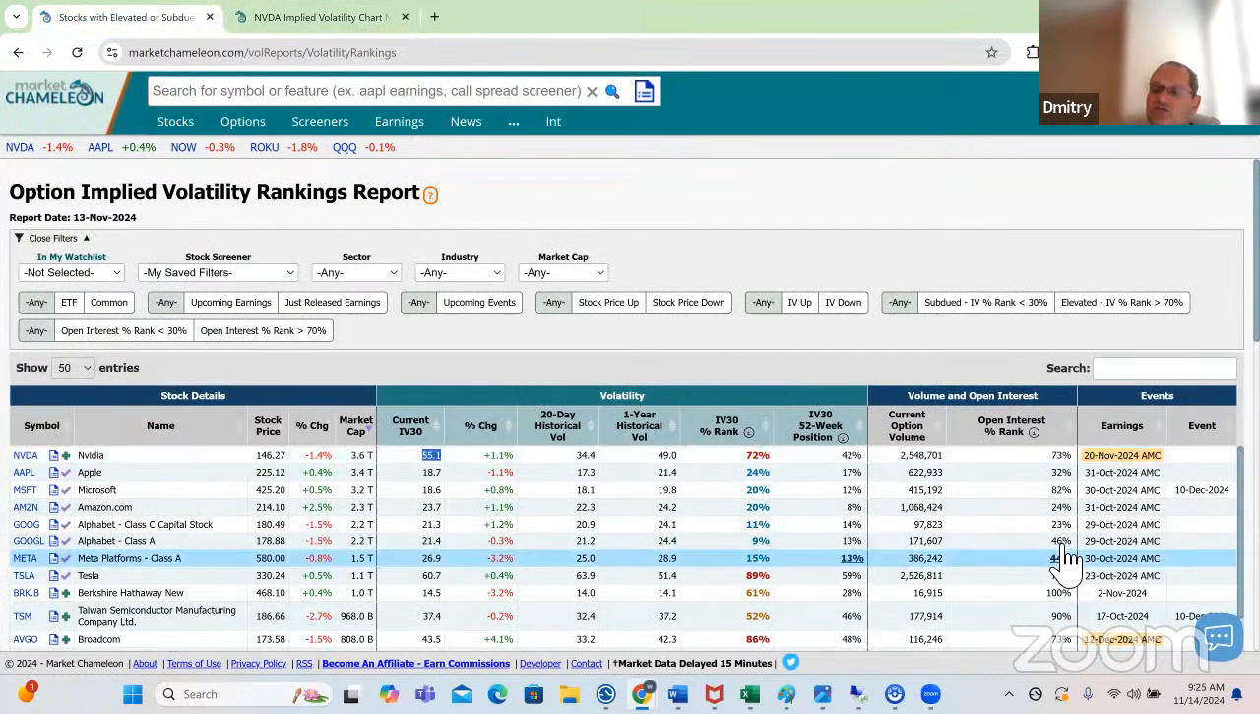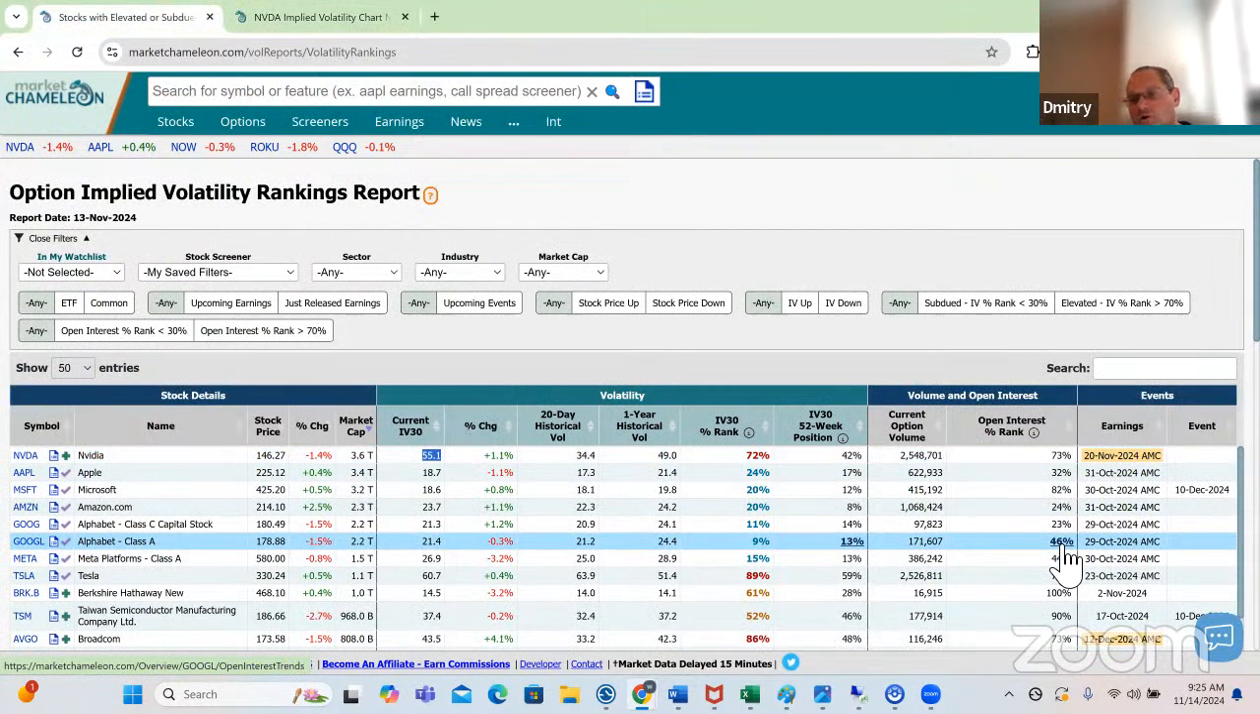So this is just saying it's 42% of the way from the low to the high. Okay. That's what this 52-week position is. So it's another number that you could screen by or sort by. And again, it's a different benchmarking methodology of trying to figure out where the implied volatility level is from a historical perspective.